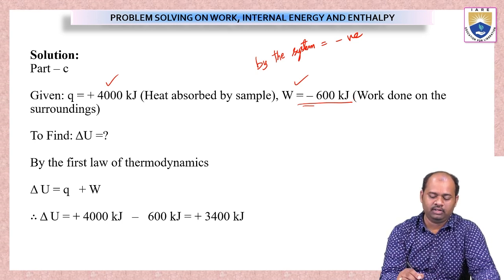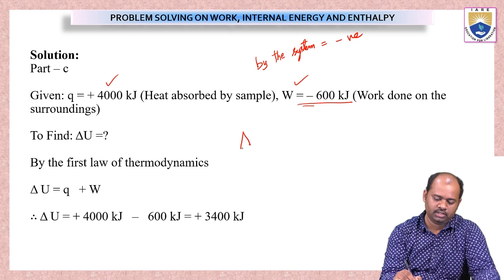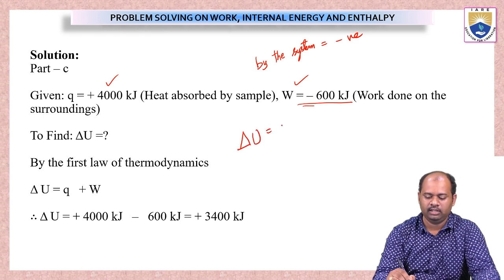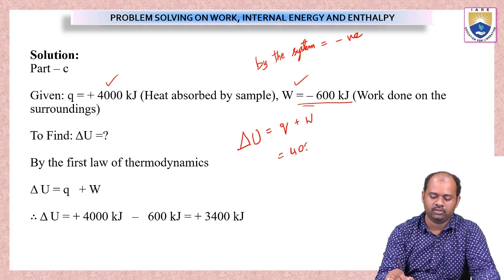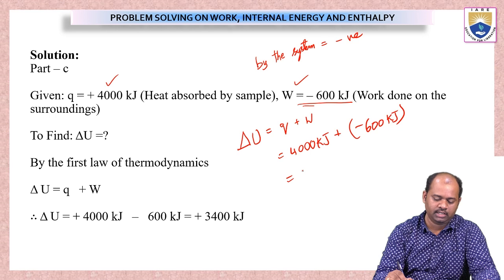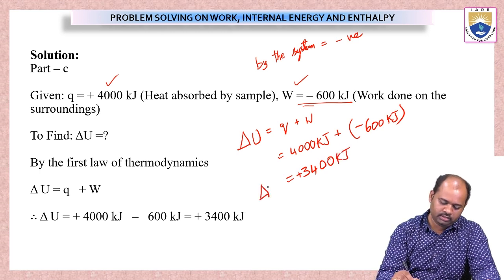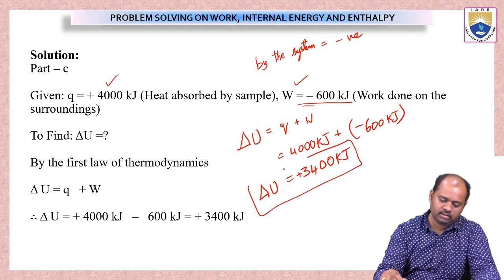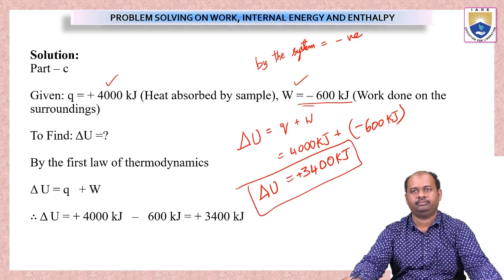And we have to calculate the change in internal energy simply by using the first law of thermodynamics. We have to write delta U is equal to Q plus W, where Q is equal to 4000 kilojoules plus minus 600 kilojoules. So this is negative when the work is done by the system. So we will get a value of 3400 kilojoules. So this is positive, and it is the change in internal energy in the third case or part C.